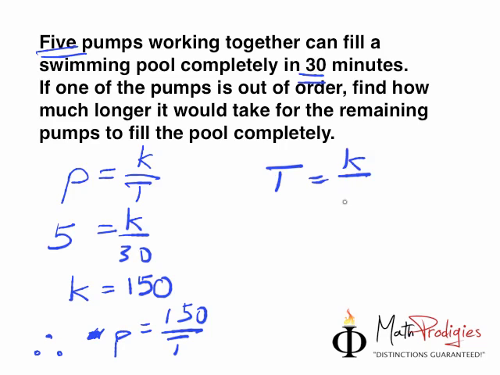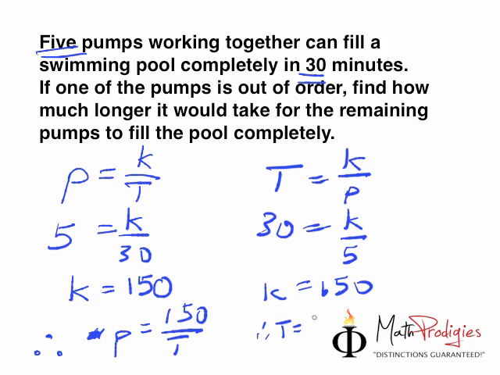So we change the T to 30 here, and K over 5, and K still equals 150. And hence, T equals 150 over P. Does it make a difference? No, it does not. Okay, so don't worry. Just make sure that you plug it in in the correct order. As long as it's K over something, it's good.